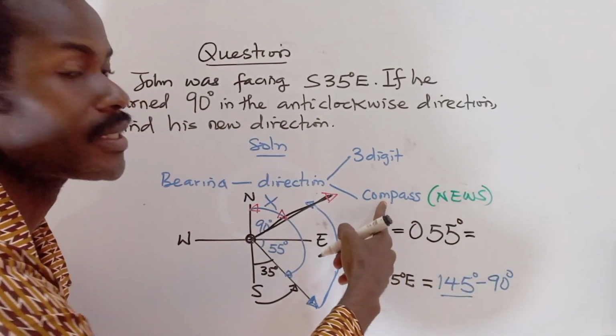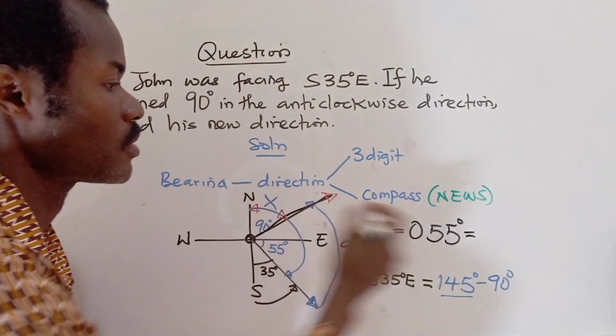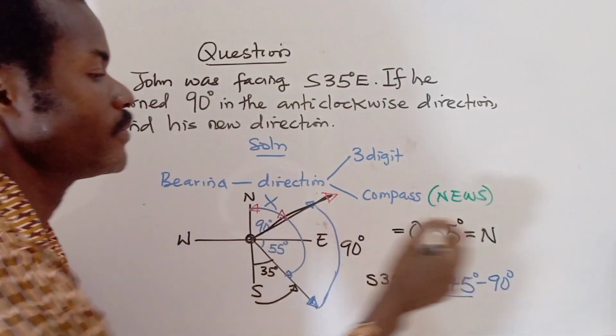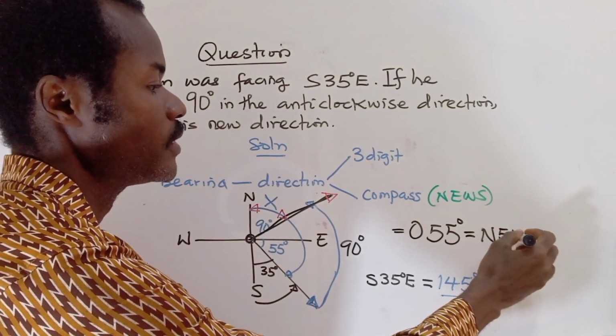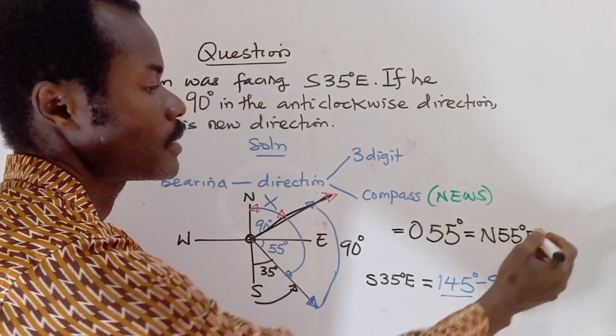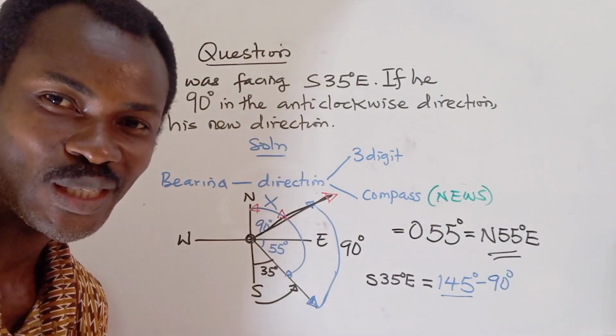But if we want to write it in compass form, we are going to start with north. Remember this is 55, so we are going to put 55 degrees, and we are moving to the east. So this gives us the simple solution to this problem.